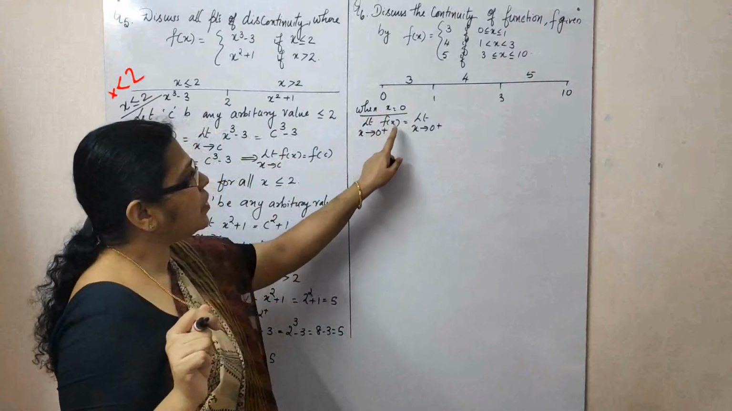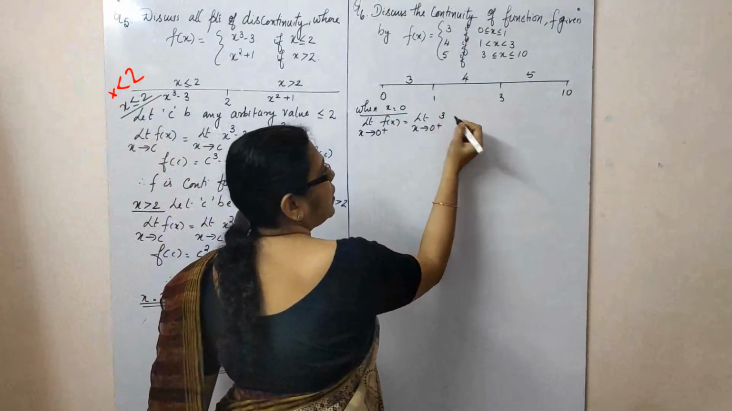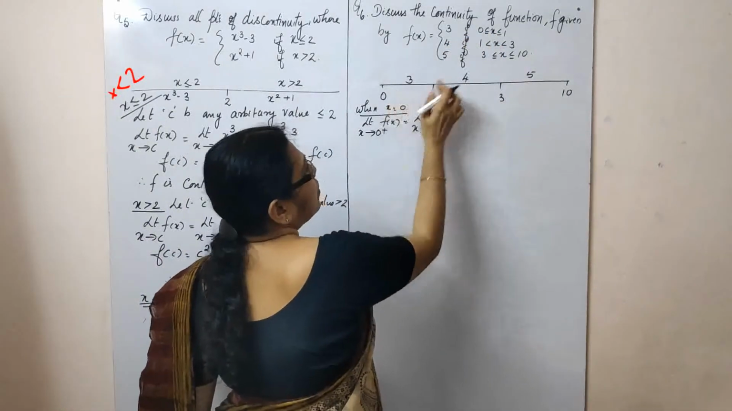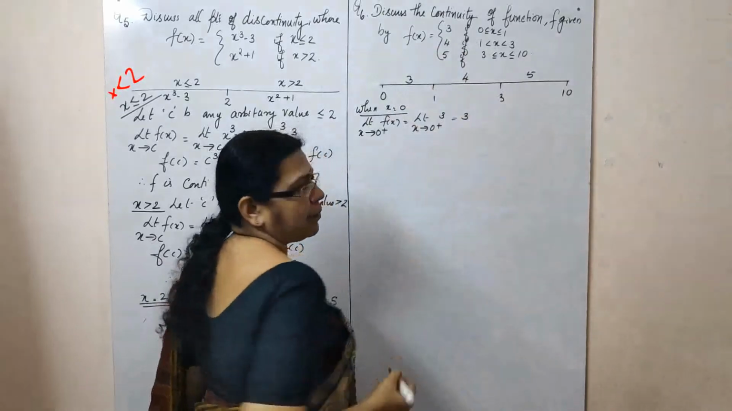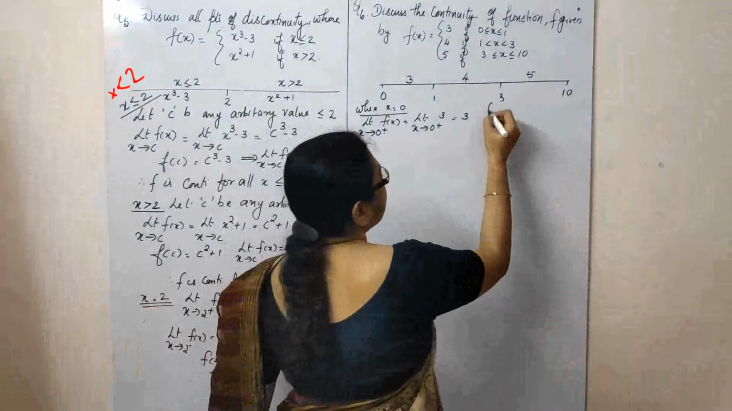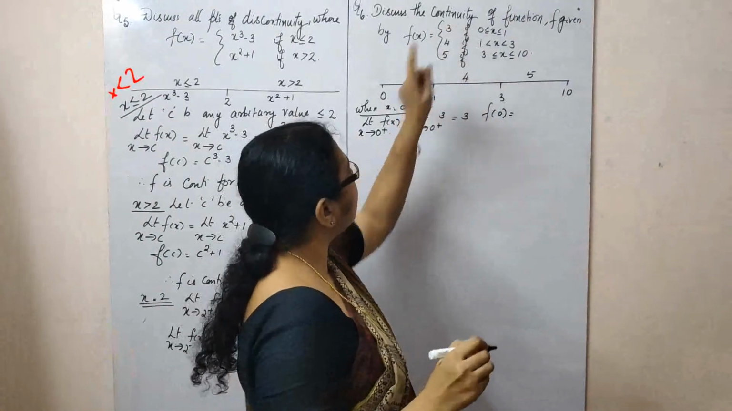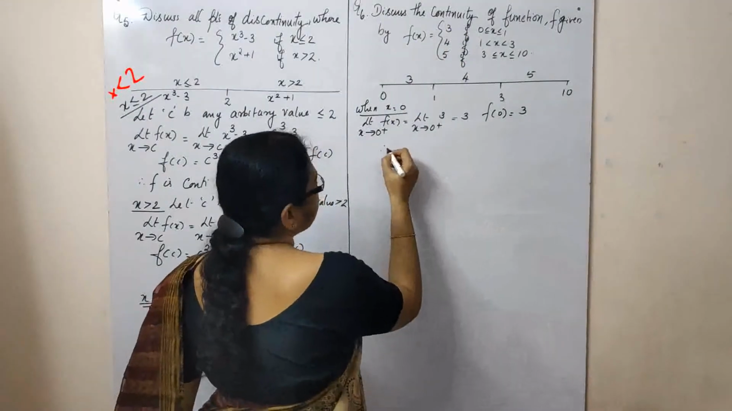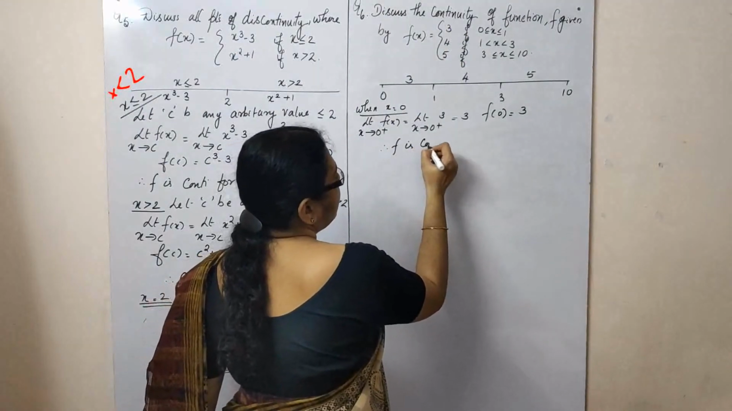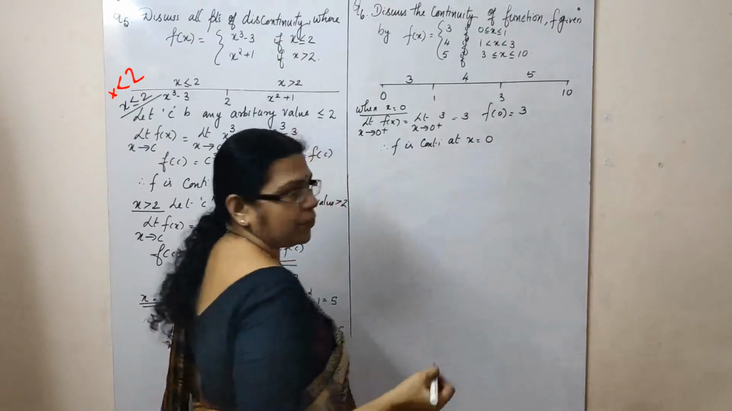Okay, limit x tends to 0 plus f of x is equal to limit x tends to 0 plus of what? 3. Right? Because from 0 to 1, the function's value is 3 here. So, what is the value? 3. What is f of 0 at x is equal to 0? The value of the function is 3. Right? Therefore, f is continuous at x is equal to 0.